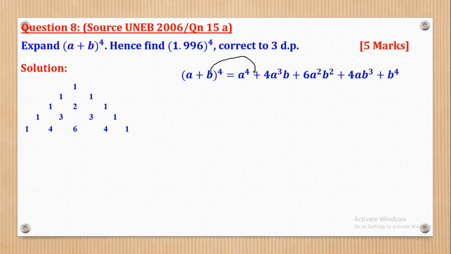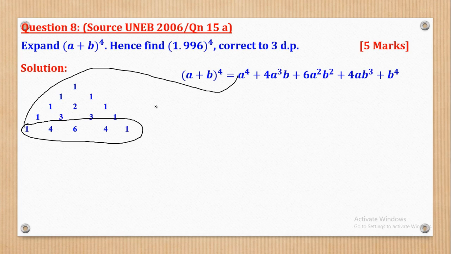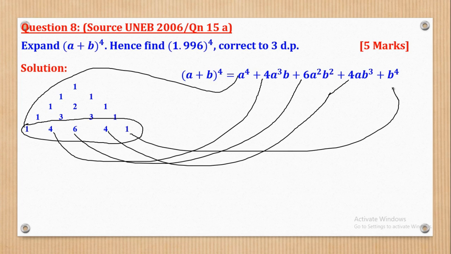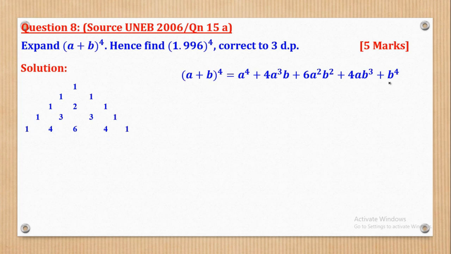But for this other term, you keep on increasing the power. This was b to the power 0, that's why there's no b here. b to the power 1, b to the power 2, b to the power 3, b to the power 4. Then after that, this Pascal's triangle helps you to get the coefficients. The coefficient of the first term is positive 1, second term is positive 4, third term is positive 6, fourth term is positive 4, and the last one is positive 1. So as simple as that.